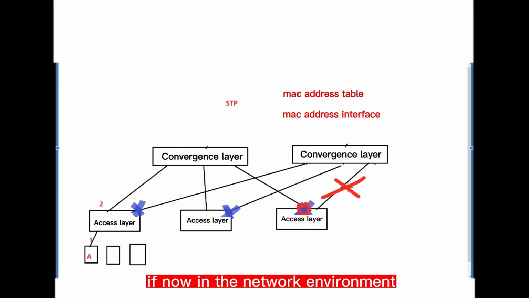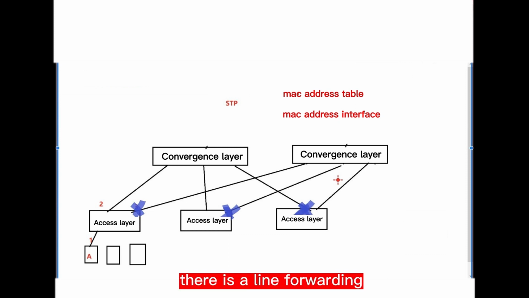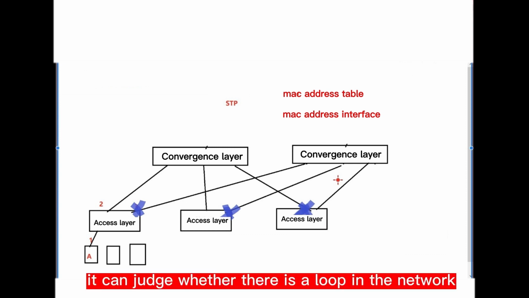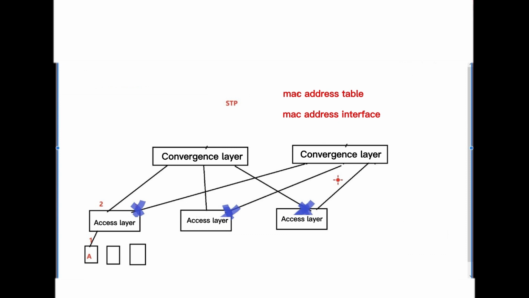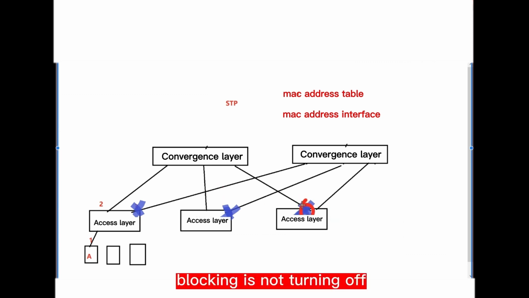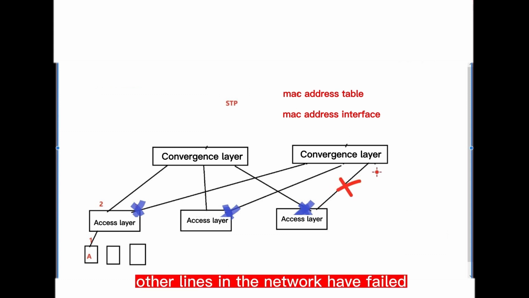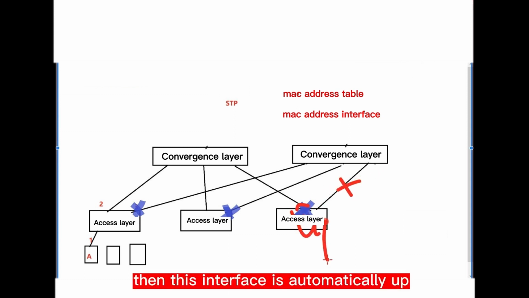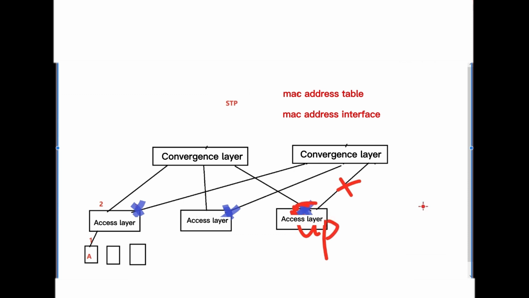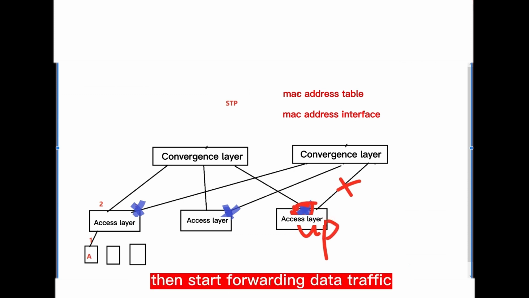If there is a line forwarding in the network environment, it can judge whether there is a loop in the network. If there is, this port is blocked. Blocking is not turning off. When it senses that other lines in the network have failed, this interface automatically comes up and starts forwarding data traffic.